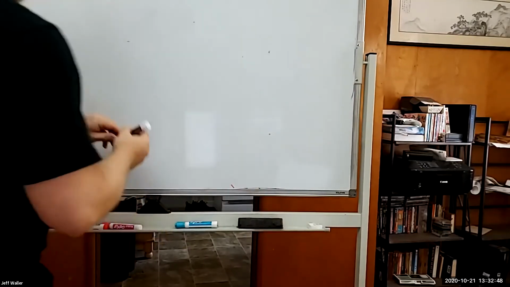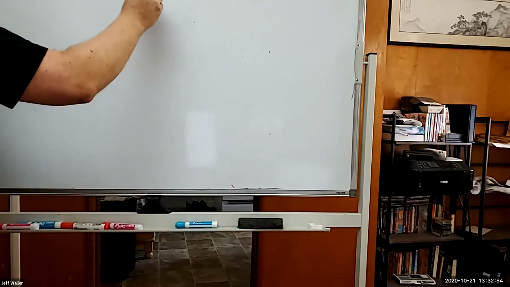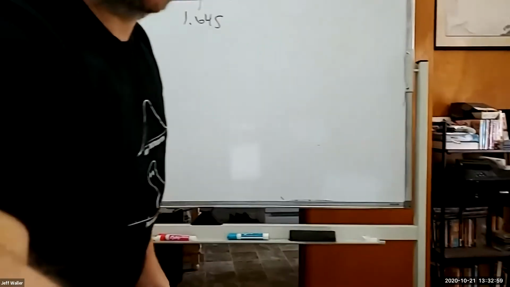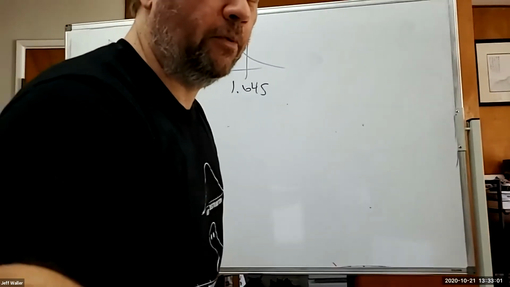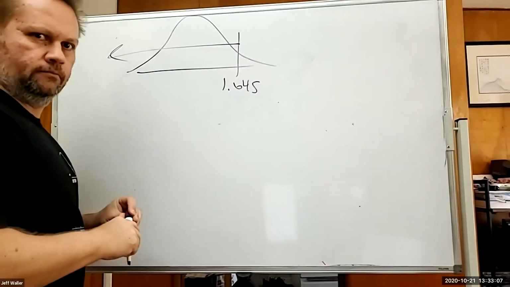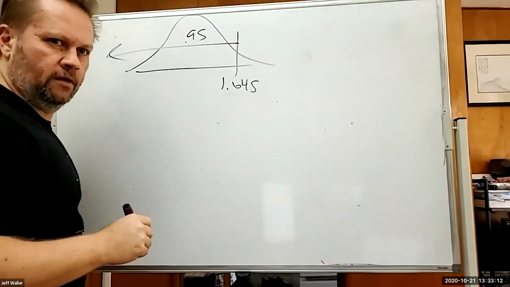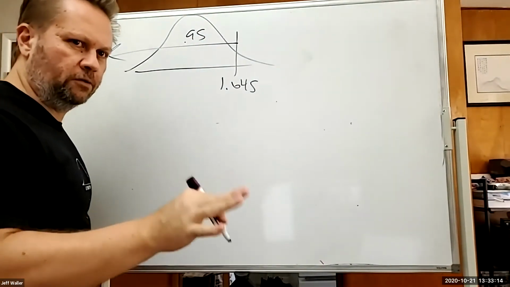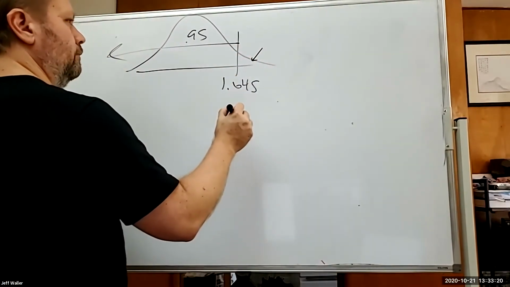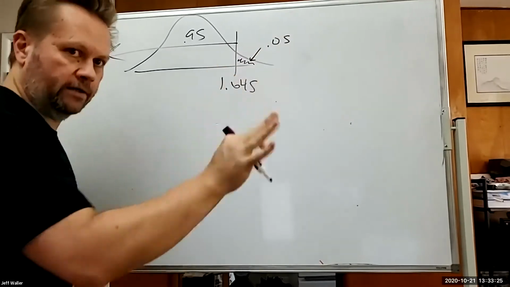So if I look up 1.645 in the z-score chart, it will tell me this whole area, right? And that is 0.95. Now stay with me now. This is a really cool connection to make. What area is here then? 0.05. Yes. All right. Now stay with me.